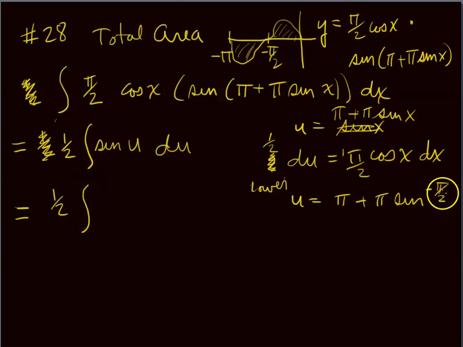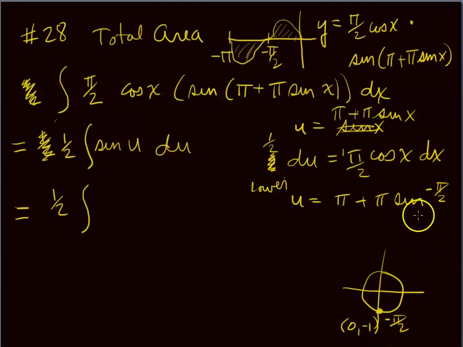The sine of negative pi over 2 is down here. This point is 0, negative 1. The sine is the negative 1, right? So this is really pi minus pi. This is a negative 1 times pi, or 0.